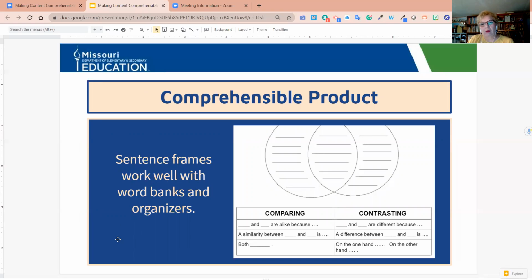Sentence frames work really well with word banks and with these graphic organizers. So as you can see here, we're comparing and contrasting, and I've given the sentence frame. All they have to do is fill in the graphic organizer with what fits in the frames. And that's very helpful for them.